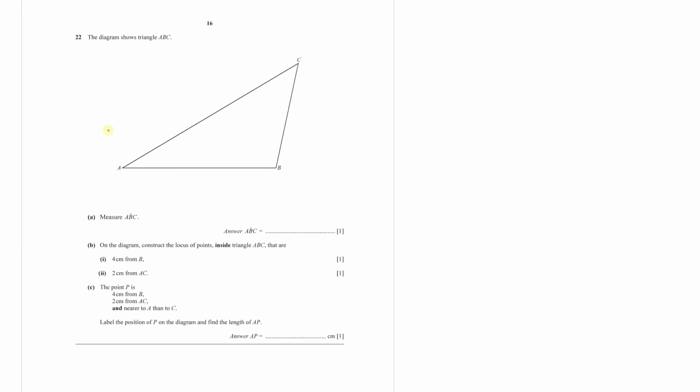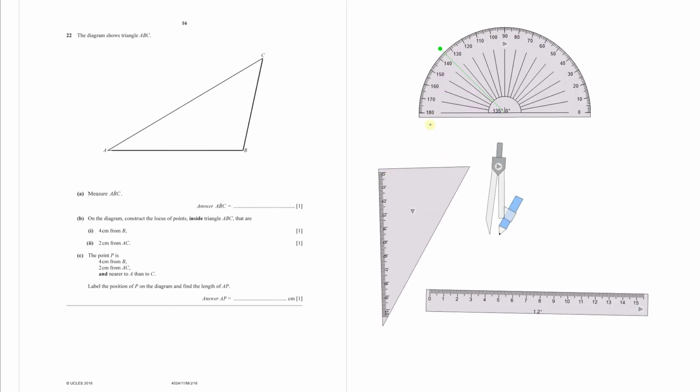So question number 16 is that the diagram shows the triangle ABC. You have to measure this angle. Since this question involves loci, let me bring up my geometric tools. So here I have all the geometric tools that I need for this question. So the first part is measure angle ABC.